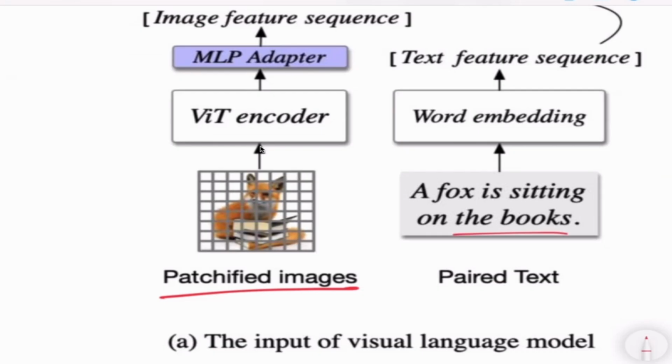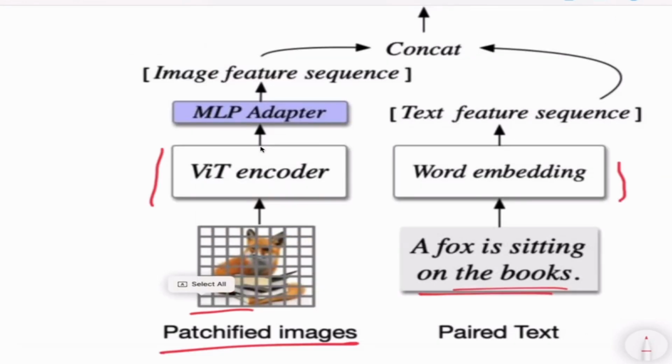So that's human annotation, a sample downloaded from the internet. There is a fox sitting next to the books, and the corresponding caption is that the fox is sitting on the book. So you take the vision encoder and you take the word embedding. That's pretty standard. So this is your vision encoder.